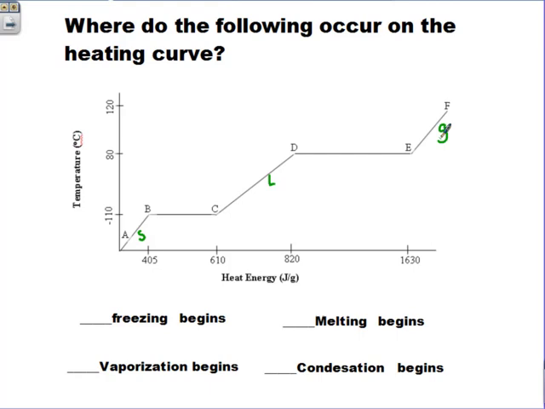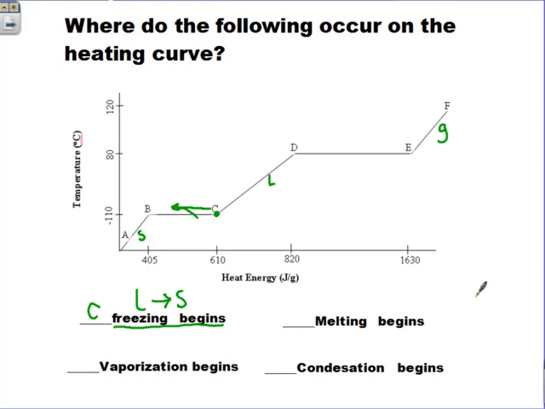So the first part, where does freezing begin? If I'm thinking of freezing, I'm thinking, okay, if I have a glass of water, it's going to freeze into an ice cube. So I'm going from a liquid to a solid. So let me write that. I'm going from a liquid to a solid. So I'm starting at letter C, and I'm turning into a solid. So where does freezing begin? Letter C.